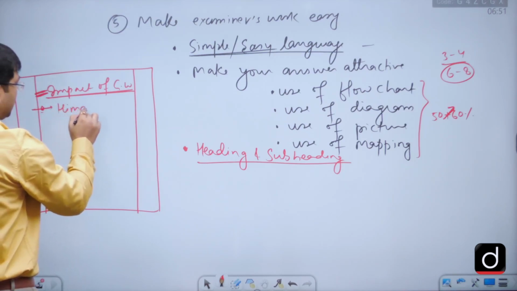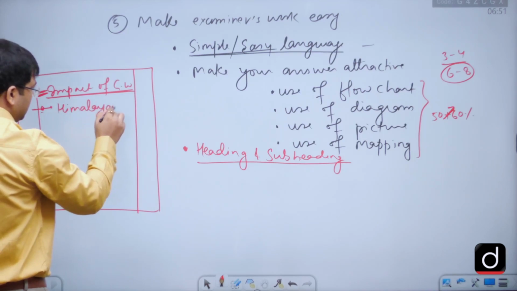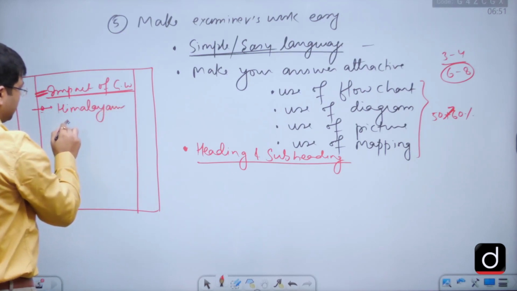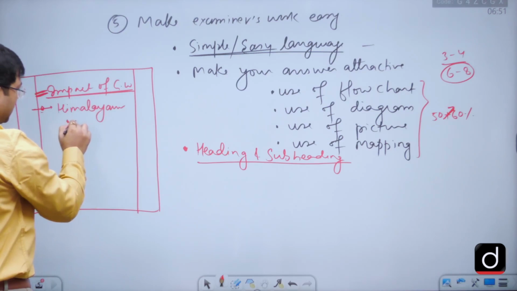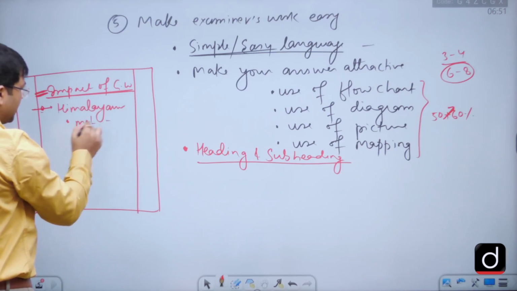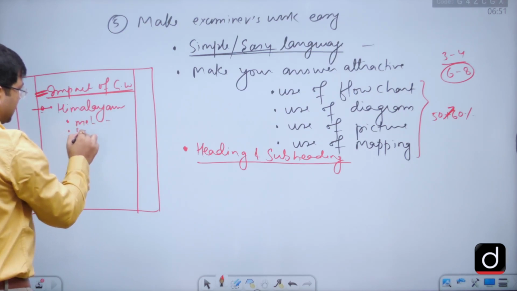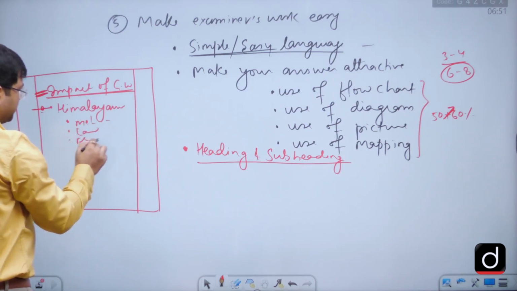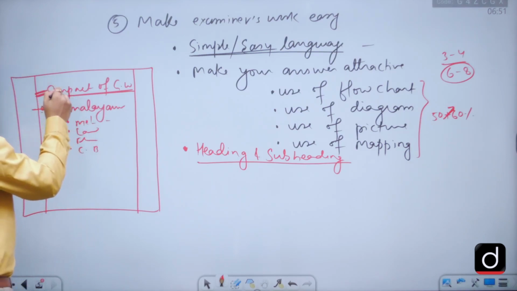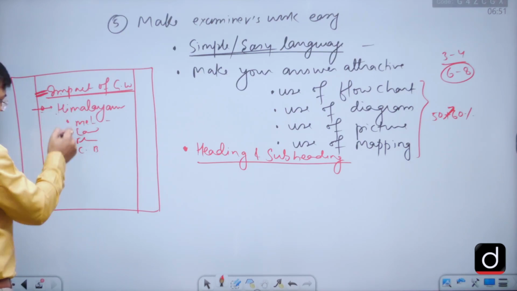First is Himalayan region. In Himalayan region, what can be? Melting of glacier, retreating of glacier, like landslide, flash flood, cloud burst. So first topic, then heading, then subheading.